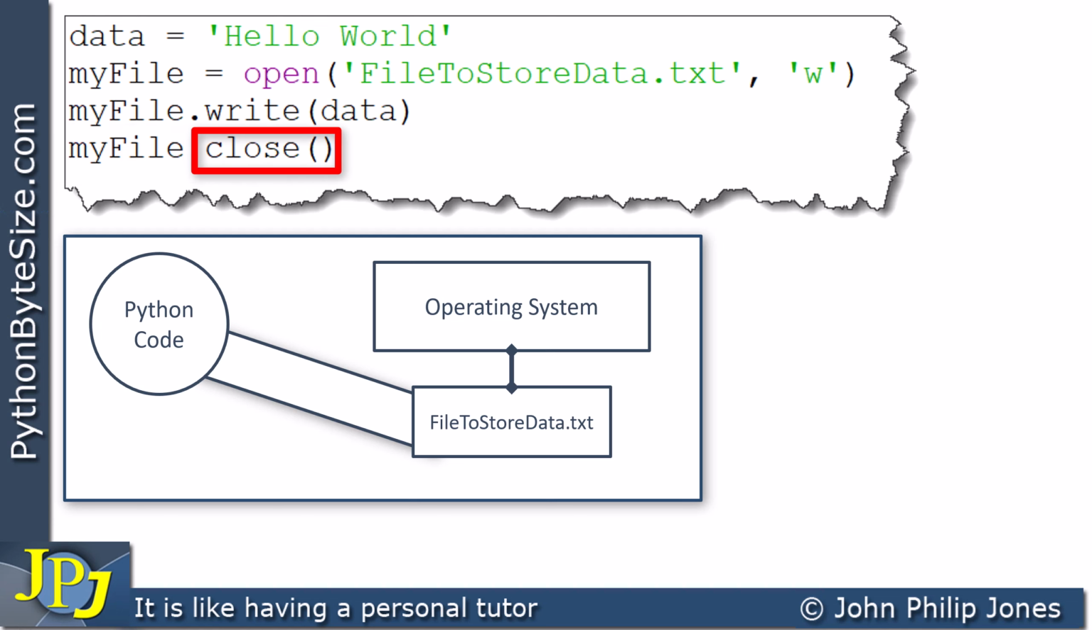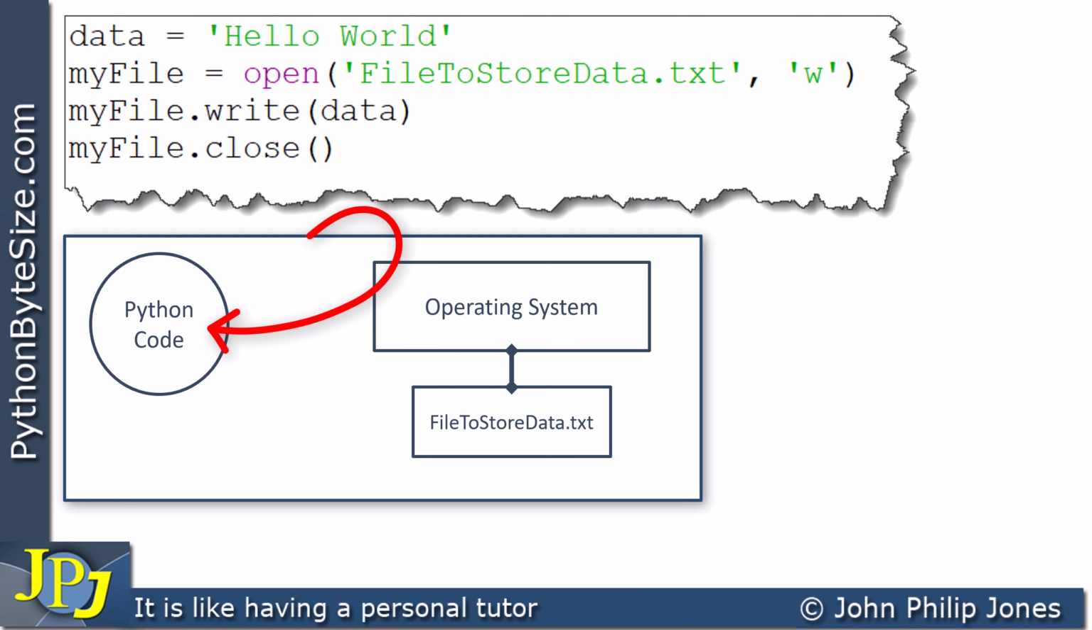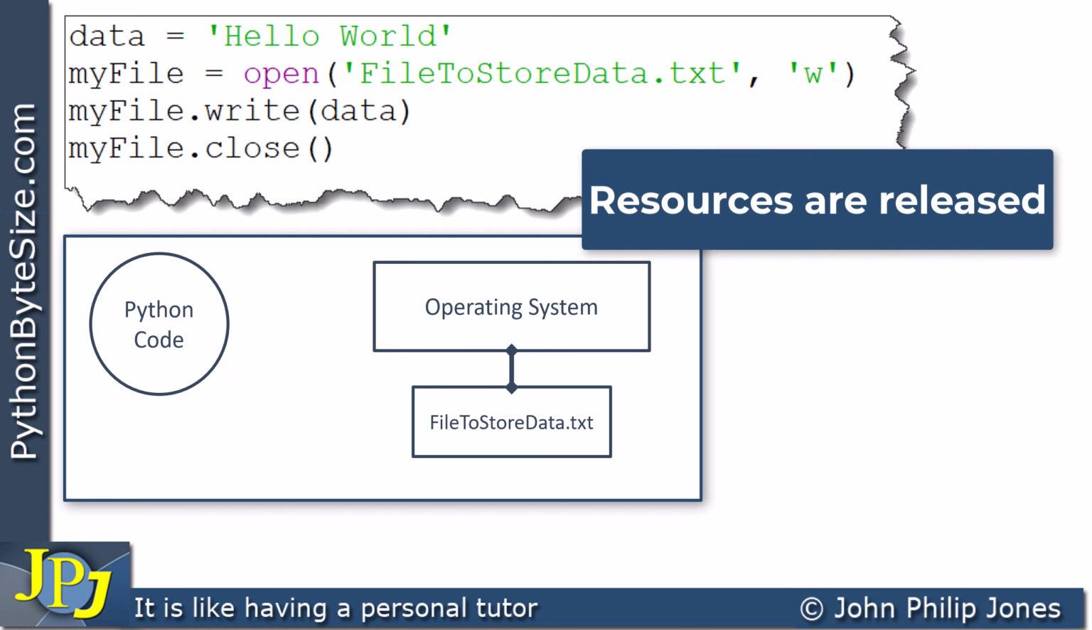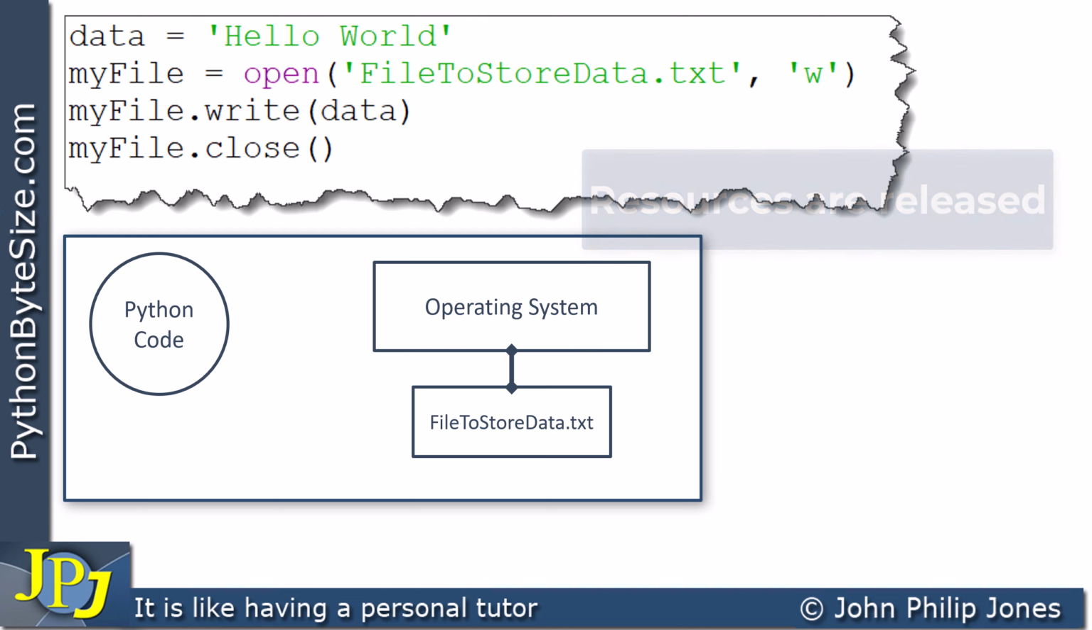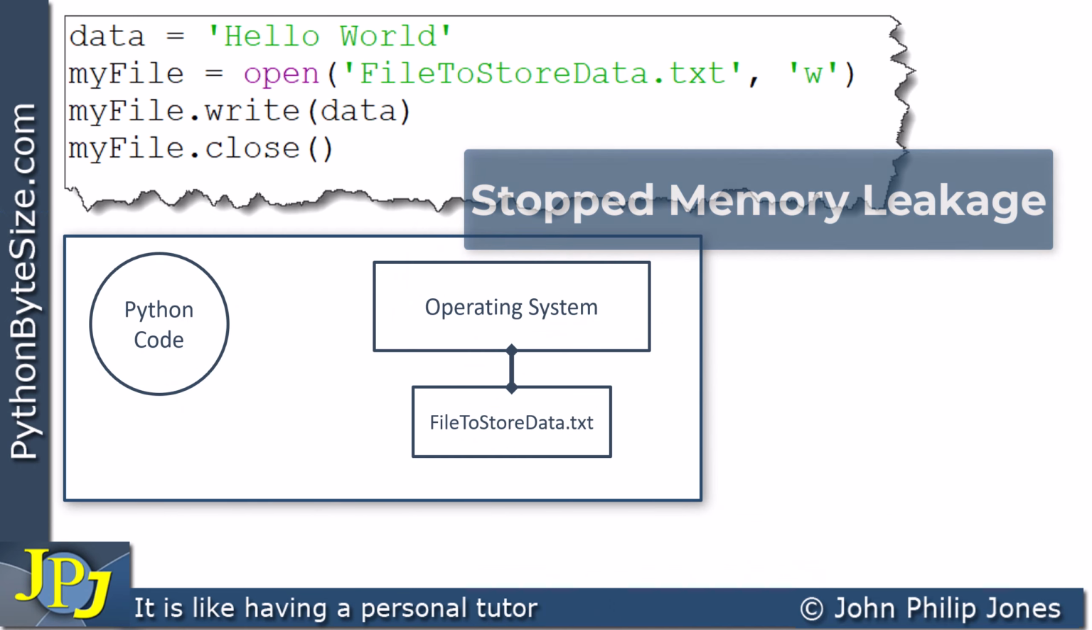This is the next program statement to execute, and you can see it's referring to the stream and it's invoking the close method, and this will remove the stream from the Python code to the file to store data text file. And I'll illustrate that in the diagram below, and you can see the stream has been removed. So there is now no connection between the Python code and the file. And all of the resources that were associated with that stream have also been released, freeing up more memory space to be used by the operating system and the Python code. In other words, you've stopped memory leakage occurring.